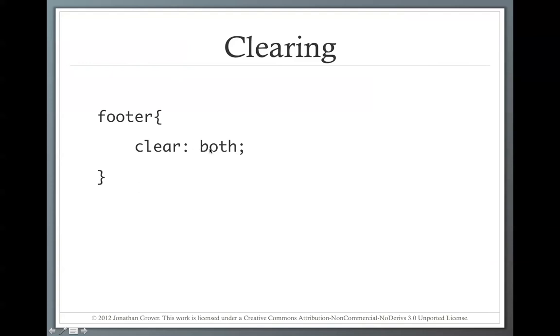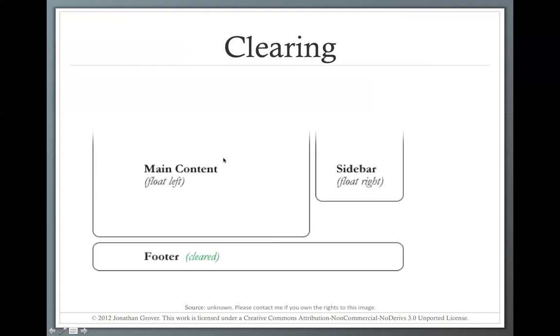So clear accepts 3 different values. You can say clear left, and that will clear past the height of anything floating left, and only past the height of things floating left. And you can also say clear right, which will clear past the height of anything floating to the right. Or to cover all your bases, you can say clear both, and it will clear past the height of both things that are floating left or right. Okay, and again, then that allows the footer to clear past the main content and the sidebar.